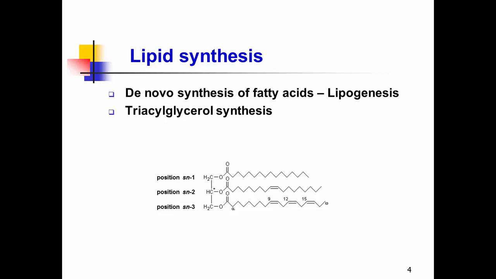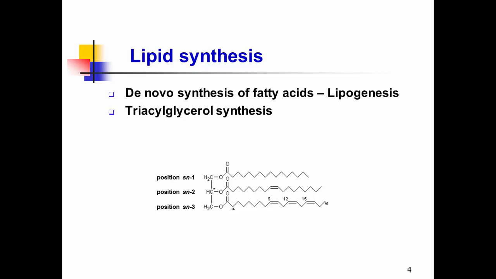Now, lipid synthesis. Actually, there are two concepts. One is called de novo synthesis of fatty acids. We also call it lipogenesis. So lipogenesis specifically refers to synthesis of fatty acids, right? And the other type of synthesis is triglyceride synthesis, right? So they are two different concepts. Try to understand, they are different syntheses: lipogenesis refers to synthesis of fatty acids, and then triglyceride synthesis.